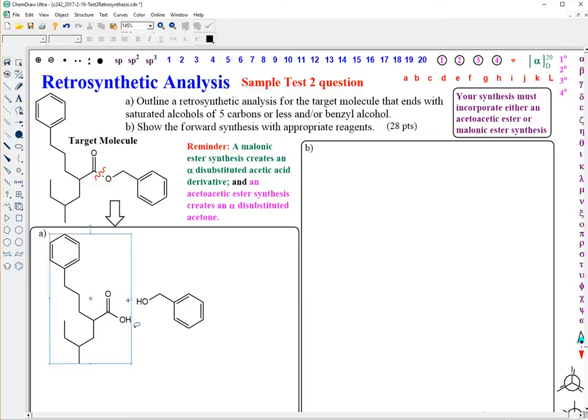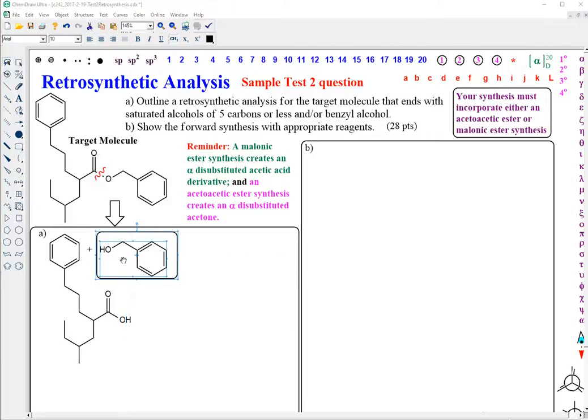Esters come from carboxylic acids and alcohols, as we learned in chapter 17. This being benzyl alcohol, I have circled it because we're allowed to start with benzyl alcohol. Now you can clearly see you have a disubstituted acetic acid on the alpha position. A malonic ester synthesis creates an alpha disubstituted acetic acid derivative. With this in mind, this is a result of saponification, acidification, decarboxylation of a malonic ester.